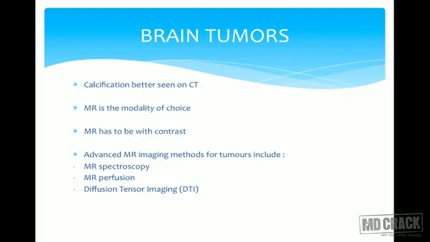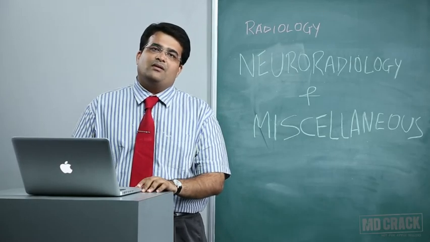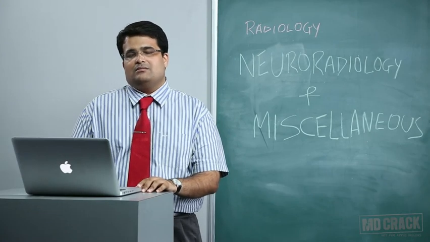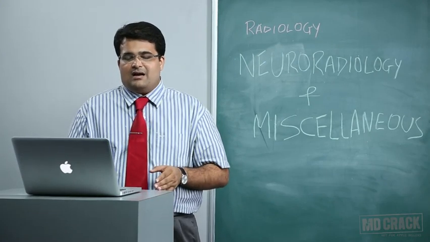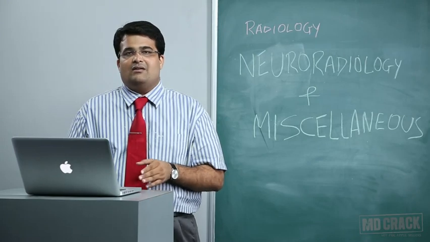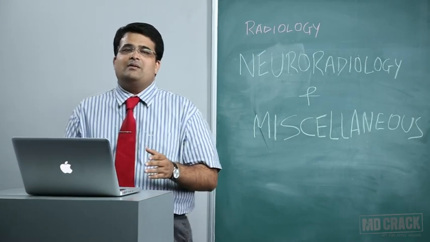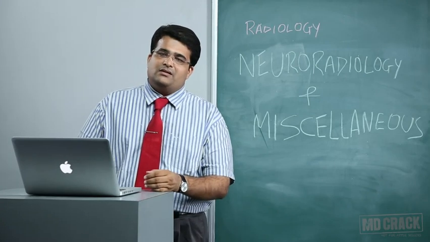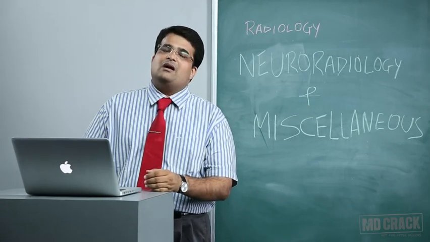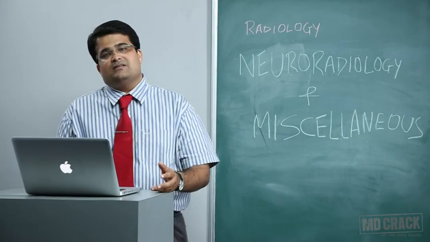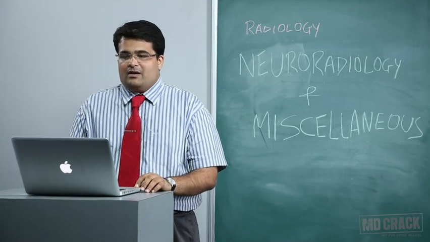Now there are a lot of advanced MR imaging methods for evaluation of the tumors, which would include your MR spectroscopy, MR perfusion, and diffusion tensor imaging. So MR spectroscopy will tell you about the metabolites within the mass within the brain, whether it has high lipids or lactate or alanine. MR perfusion will tell you what is the blood supply to the lesion. Is it hyperperfused, which has high vascular supply, or is it hypoperfused?